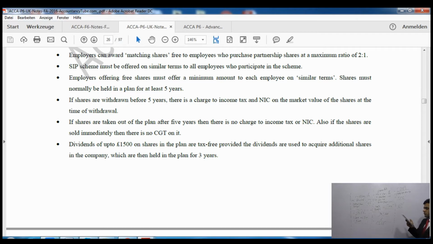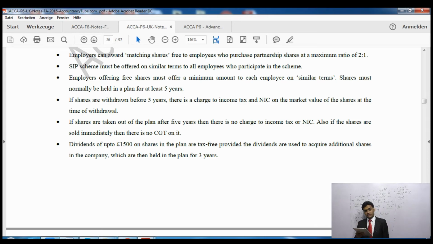After that, it says dividends of up to £1,500. Please make sure you just delete this 1,500. There is no limit on that. All the dividends are tax free as long as you have reinvested them. So just write it down like this: dividends on shares in the plan are tax free, provided the dividends are used to acquire additional shares in the company, which again must be held in the company for 5 years. It says 3 years here. Please make sure you write it down as 5 years.